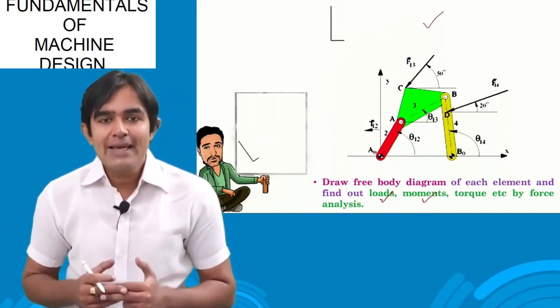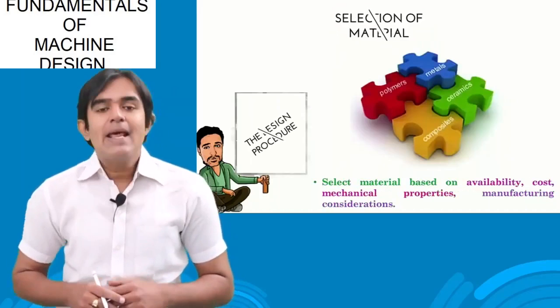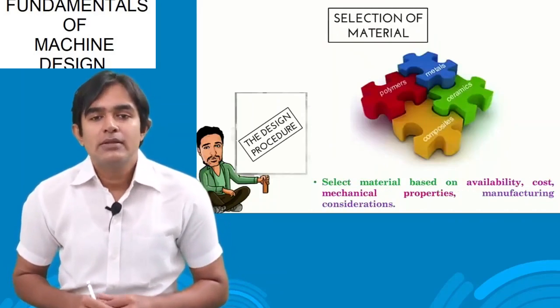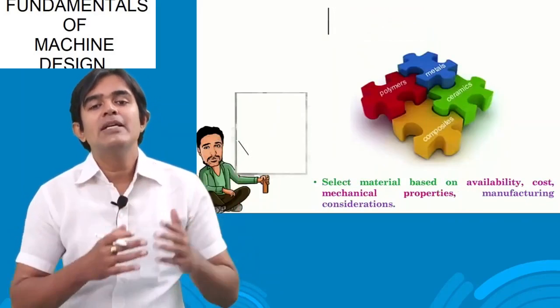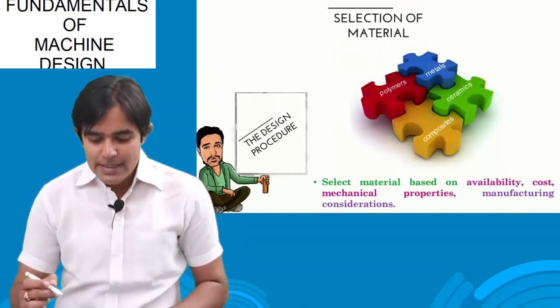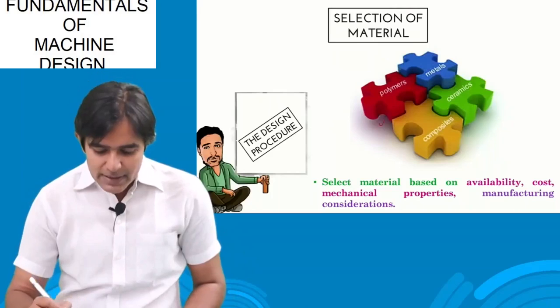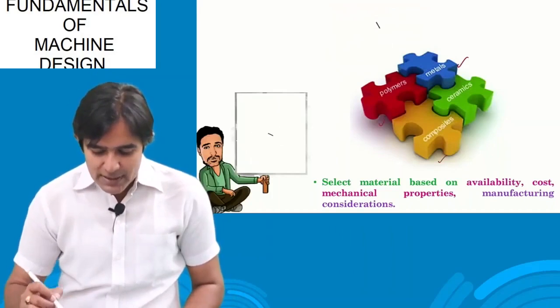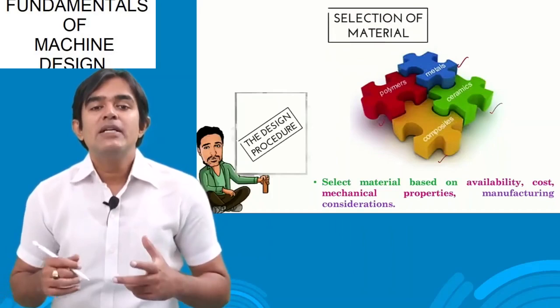Let us move to the next step. The next step is selection of material. Now there are n number of materials which are available. As you can see here, there are polymers, metals, composites, and ceramics. Then which material should you select?